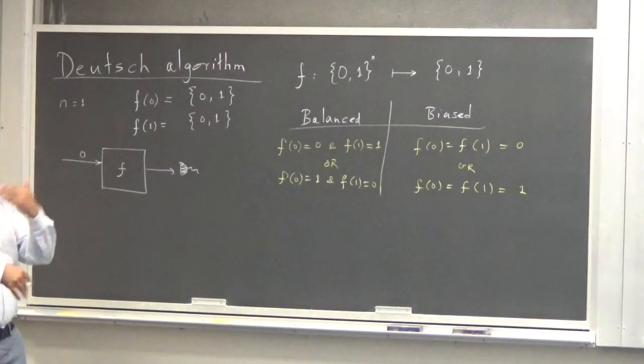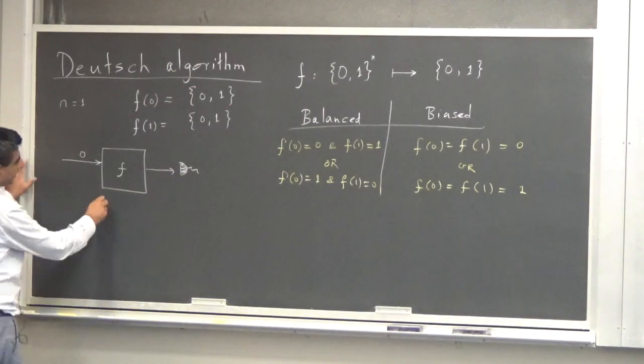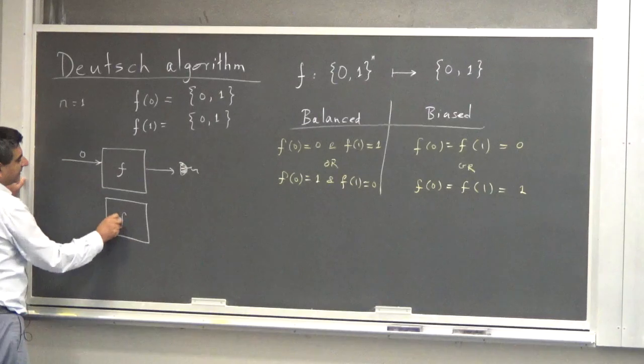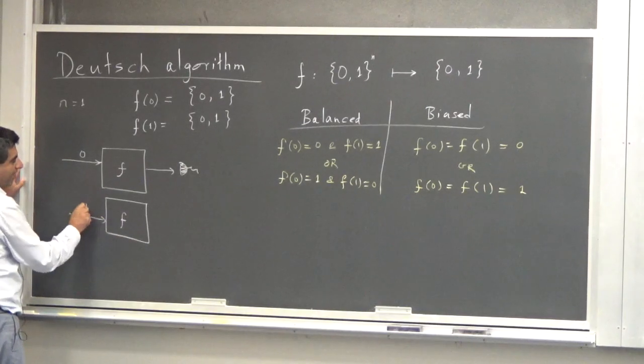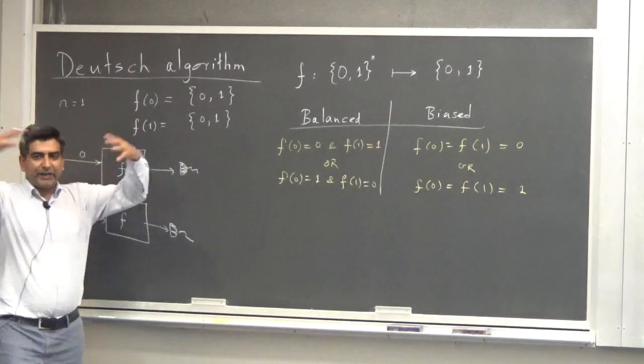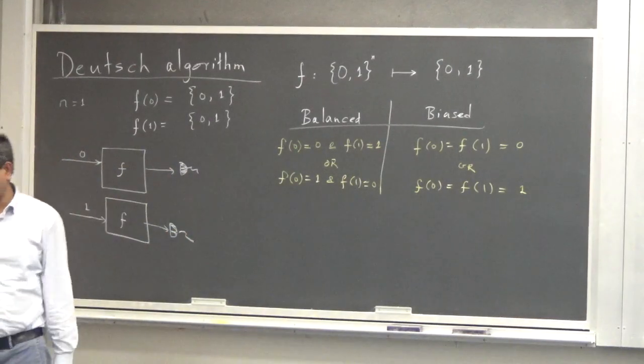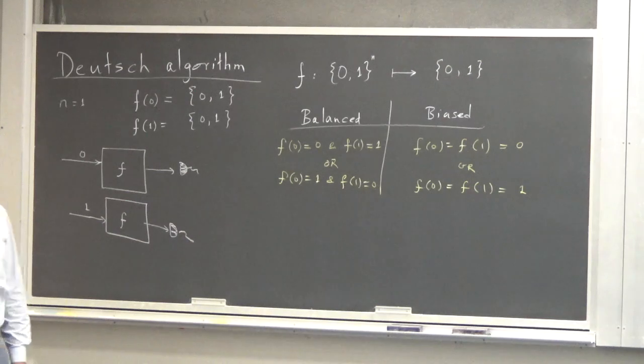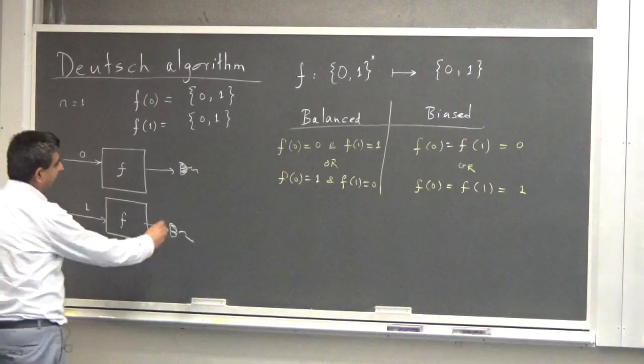And then you repeat the experiment. So you do the experiment once in this fashion, and then you repeat the experiment in another fashion, and you see what the output is. So by doing these two queries, you can determine whether the function is balanced or biased. So you need two queries classically.